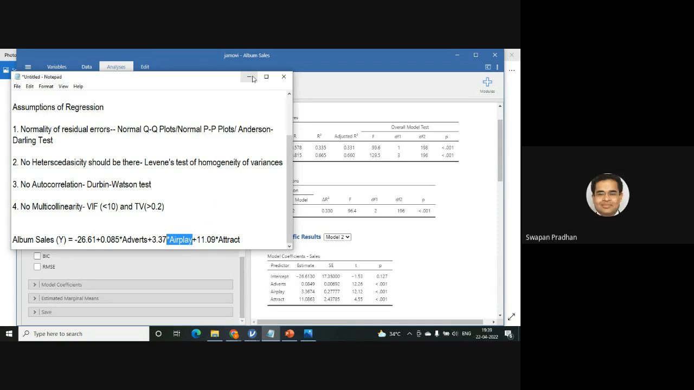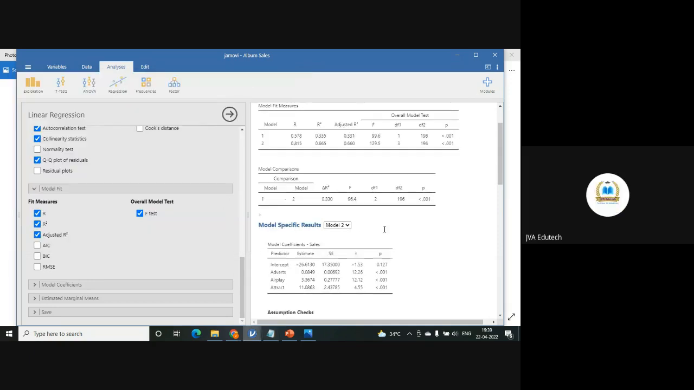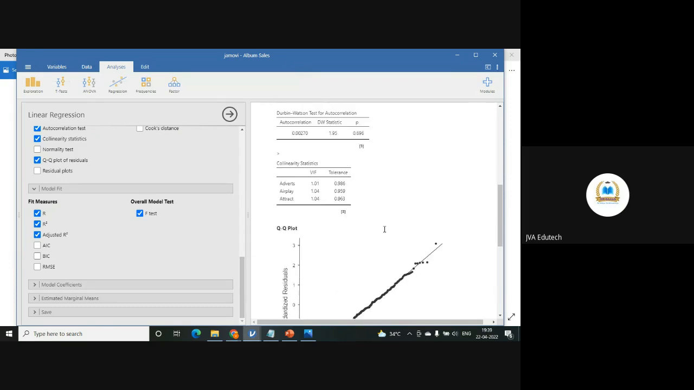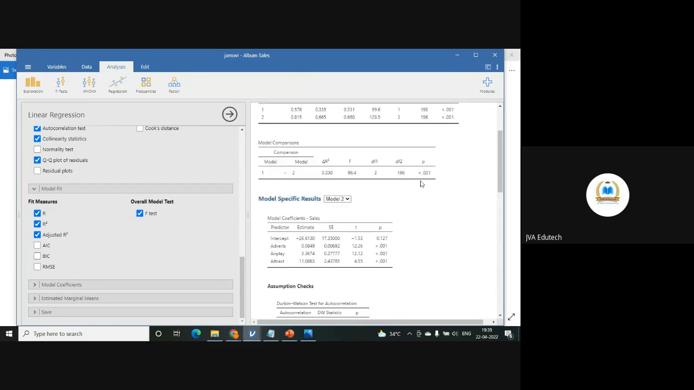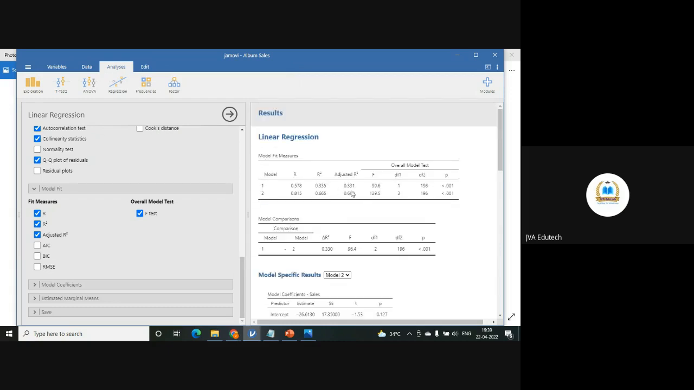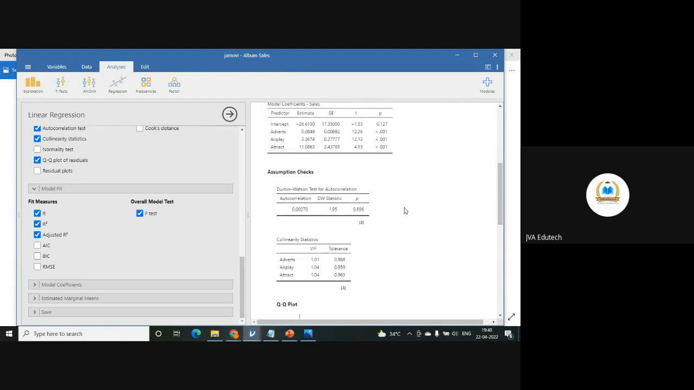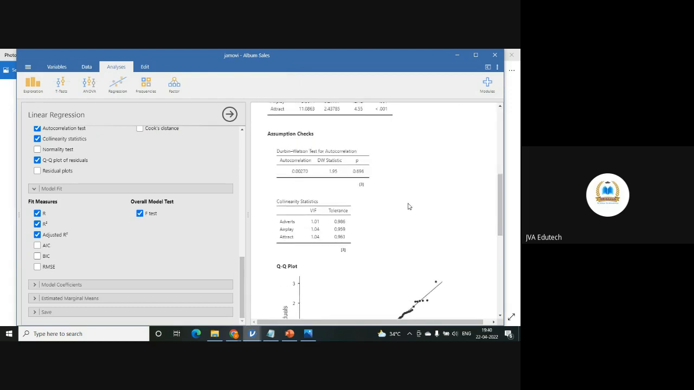Okay. Now let's check for the assumptions. So fitness of the model has been established. What is the model we have established? What could be the best solution? What could be the optimal solution? Also, we have seen whether the model is generalizable to the population or not. That also we have tested. Now let's see the assumptions. As I told, for any assumption to be true, the p-value should be non-significant, that is, greater than 0.05.